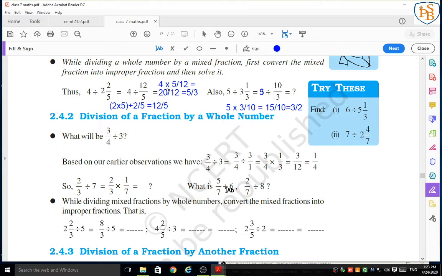Okay, look at here. The first question, what will be 3 upon 4 divided by 3? Based on our earlier observation, we have 3 upon 4 divided by 3 is equal to 3 upon 4 divided by 3 upon 1. Look at here, here is 3 and here they wrote 3 upon 1. That means instead of 3 we can also write 3 upon 1.